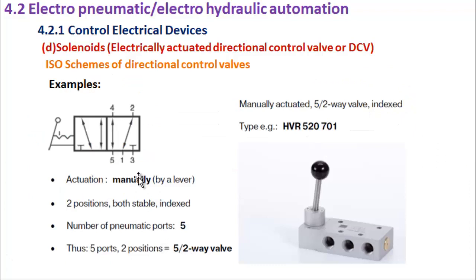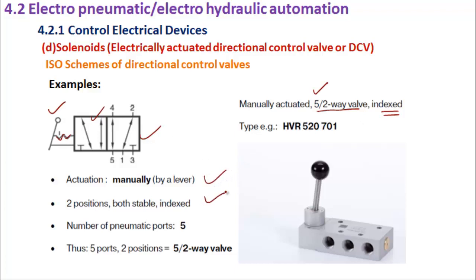For example, what you can see here is a manually actuated valve. Why is it manually actuated? Because you have a lever here, correct, with the detent. And how many ports are there? There are 5 ports. So this is a 5 port 2 position DCV, which is indexed. Index means these are the index 1 and 2. Actuation is by hand, by a lever.